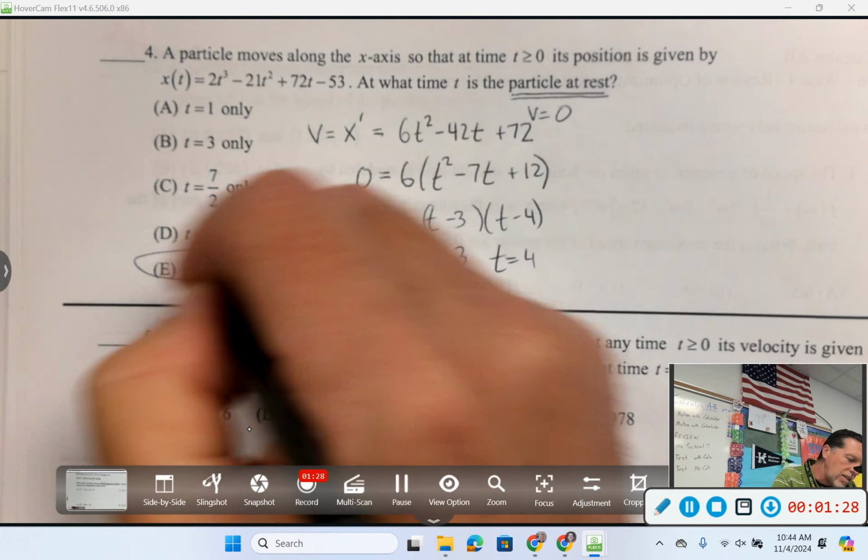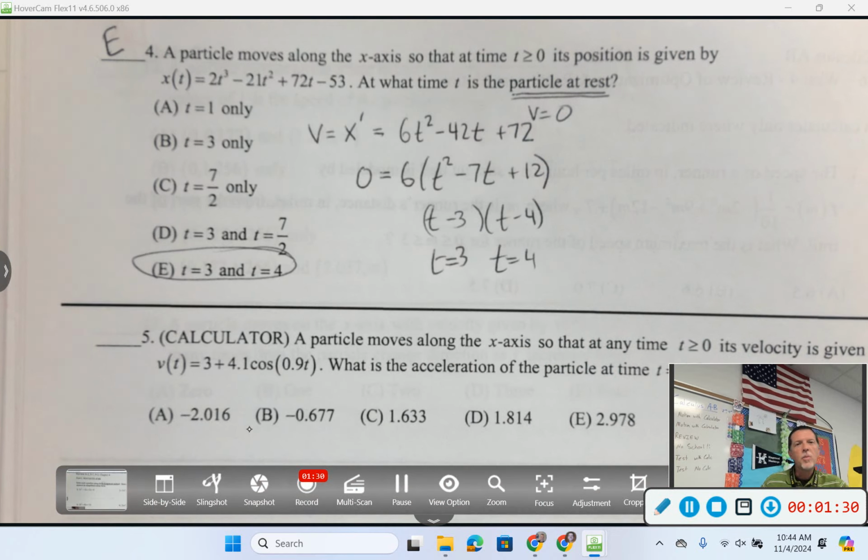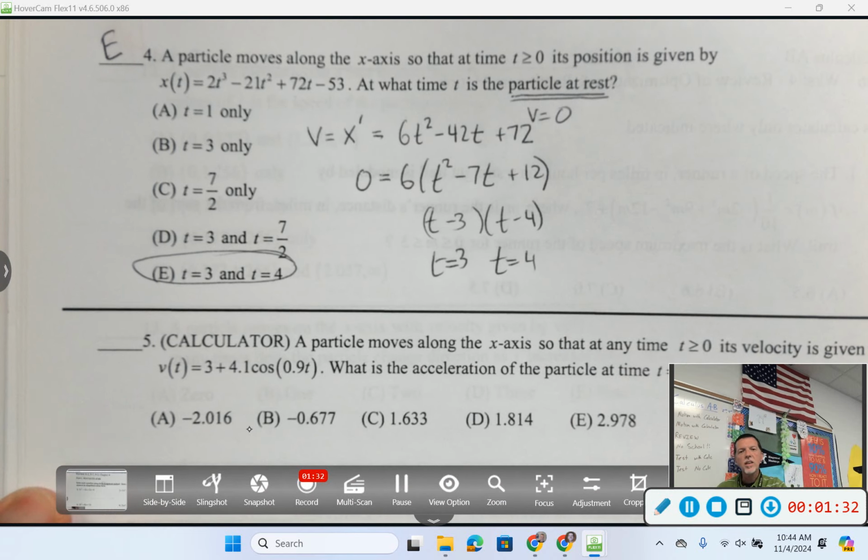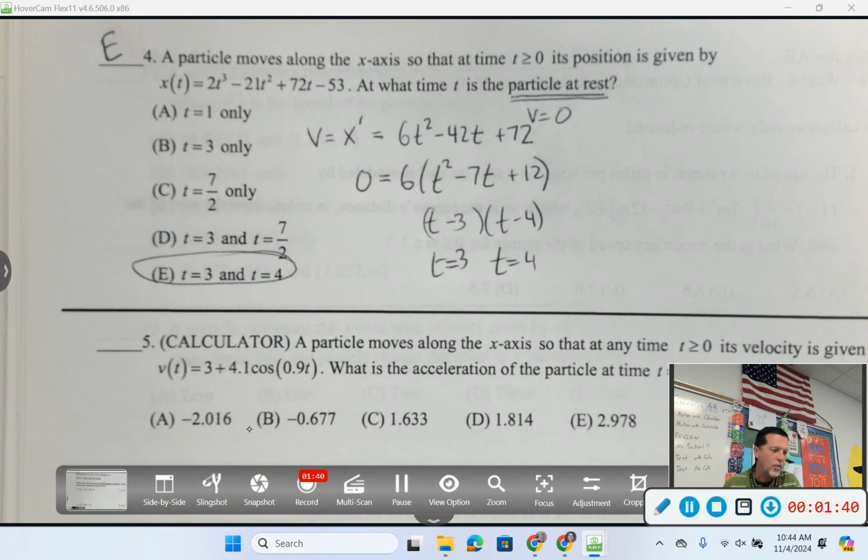So at 3 and 4, the particle was at rest. Usually that leads to a number line and increasing, decreasing, and max and mins, but this one just asked for when v was 0.